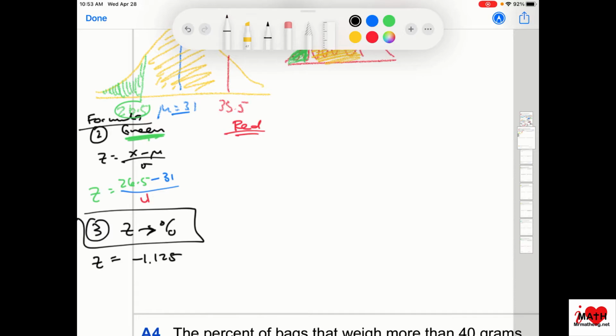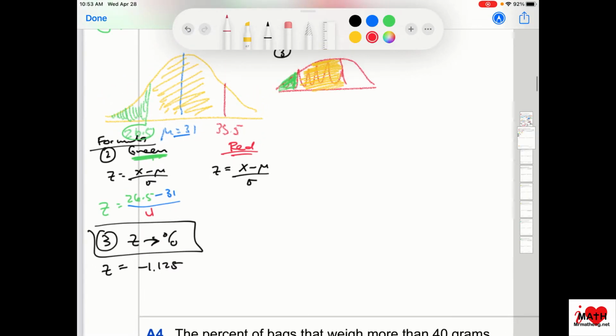Same thing, I'm going to write down the formula. Okay, this expected value now is going to be 35.5 minus the mean over our standard deviation of 4. And this will give us a z-score of positive 1.125. Okay, so now I have to look on the table for these numbers.